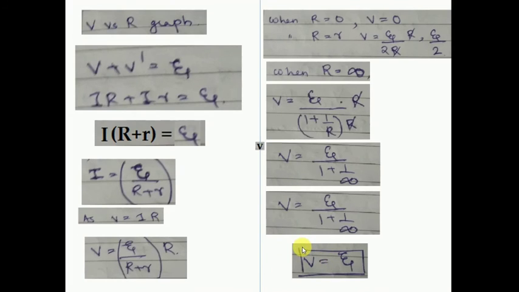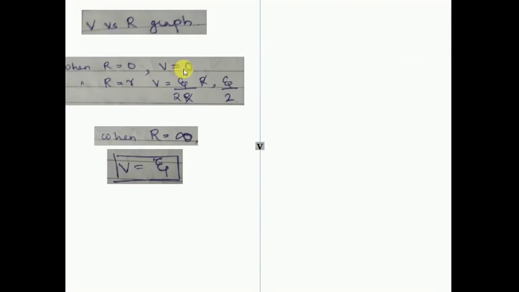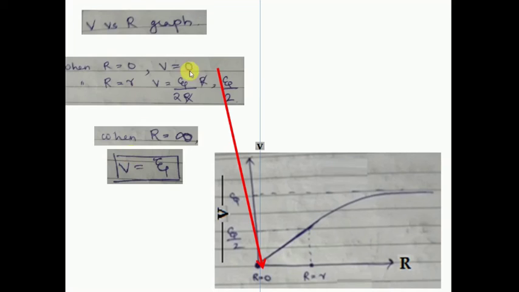So now let's draw the graph. We'll be using: when R is equal to 0, V is equal to 0. When R is equal to small r, V is equal to EMF by 2, and when R is equal to infinity, V is equal to EMF. So see, when R is equal to 0, V is equal to 0. When R is equal to r, this is E by 2. And R infinity means this side, so when you go this side, R will become infinity, and this V will become EMF.